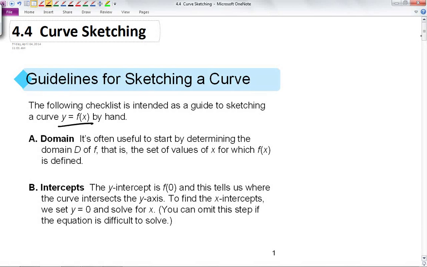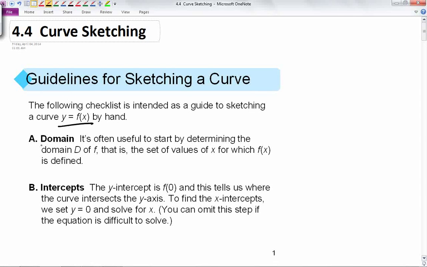And again, our graph is not going to necessarily be exact. That's why we call it sketching, but we do want it to be reasonably accurate, to give us a reasonably accurate idea of the shape of the graph, especially certain details. Okay, so what do we look at first?